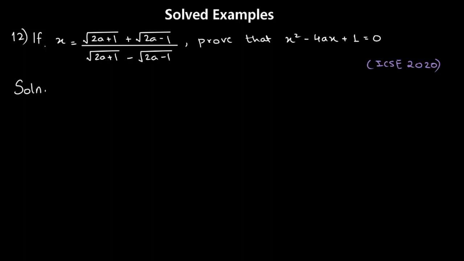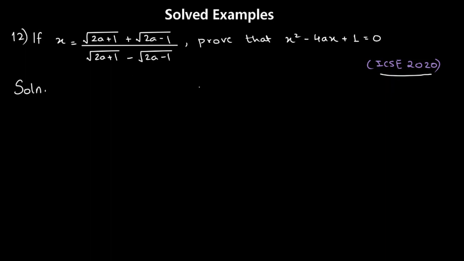Okay, so if x is equal to square root of 2a plus 1 plus square root of 2a minus 1 upon square root of 2a plus 1 minus square root of 2a minus 1, we want to prove that x square minus 4ax plus 1 is equal to 0. This question had appeared in the ICSE 2020 examination.